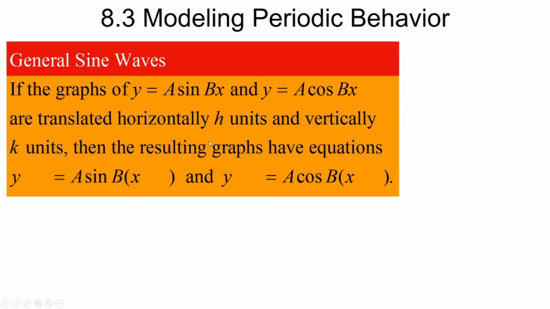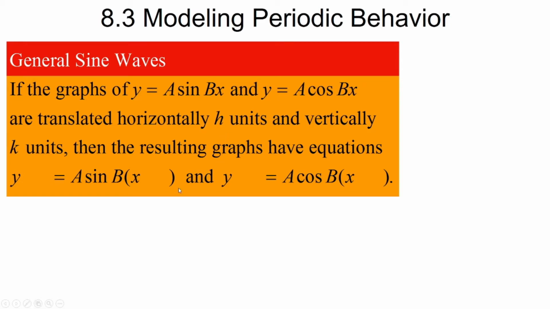Okay, now let's write this down. And this is our general sine waves. Very, very important to have mastered. So if the graphs of y equals a times sine of bx and y equals a times cosine of bx, and notice we're using capital B's here, capitals versus lowercase really don't matter with period and b and even a, are translated horizontally h units and vertically k units, then the resulting graphs have equations.